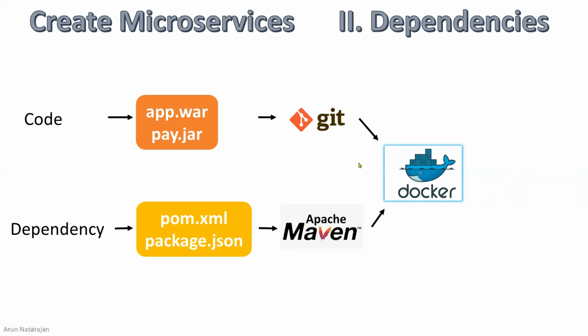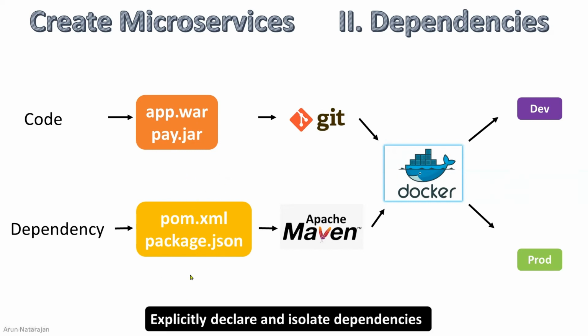So that will be bundled in a container, and that will be deployed in the respective environment. So here the dependencies should get isolated from the application code. That is, in short, this will have the functional logic, and this will have the supporting files. So what the 12-factor app says is explicitly declare and isolate the dependencies. So we are done with the second one.